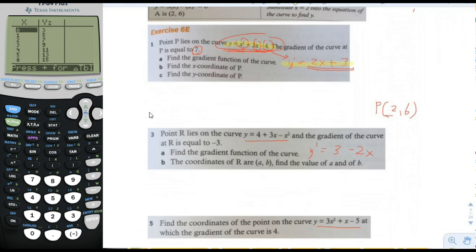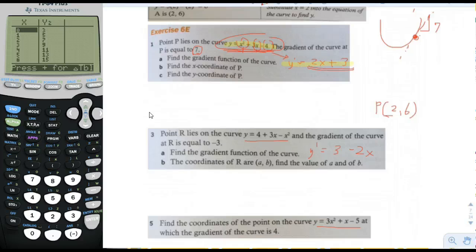So basically what they're saying is they have a curve. And on that curve, they're saying there is a point where if they drew the gradient line of that point, or the tangent line of the point, the slope of that gradient line would be 7. So they're saying, when is the slope of this parabola equal to 7?